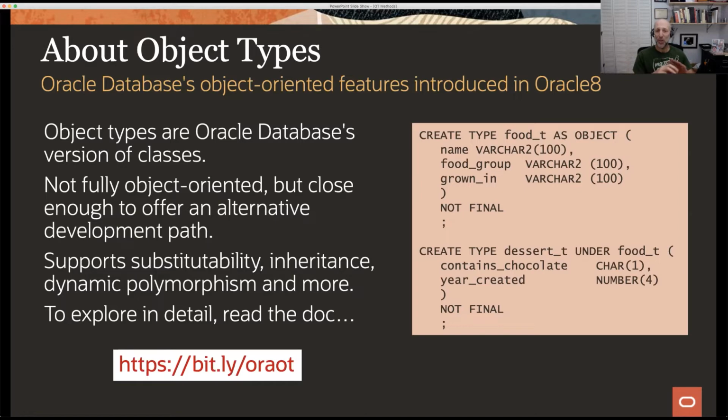So we support pretty much the broad range of core principles of object orientation, including substitutability, inheritance, dynamic polymorphism, and more. I'm not going to cover all of those today, though I'll touch on most of them in the process of talking about methods.